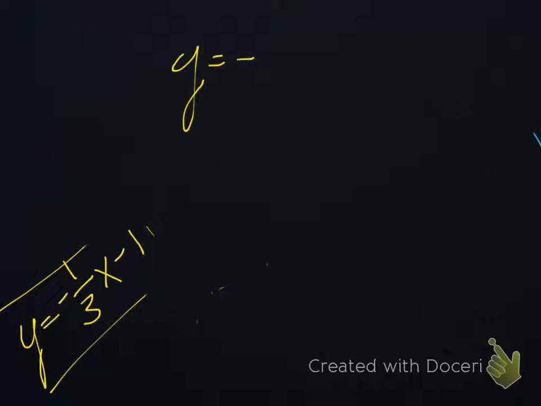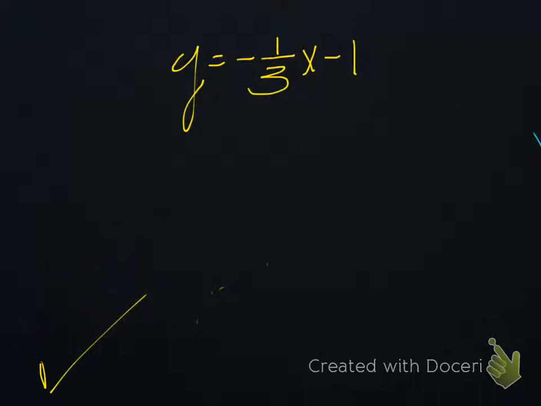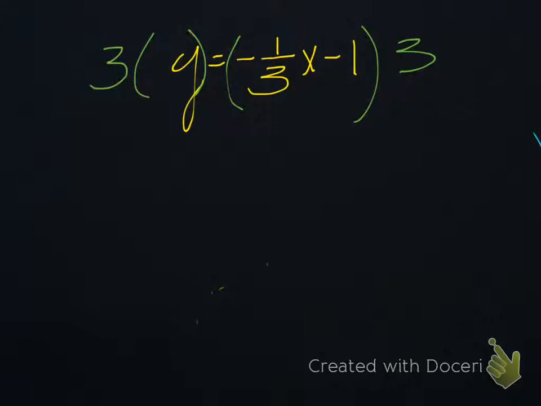I'm just going to write it up at the top: y equals a negative 1/3 x minus 1. And we've got to put this baby into standard form. And we've got all kinds of problems. We've got fractions, first of all. Let's start there. Get rid of the fraction. How do you get rid of a fraction? You multiply by the denominator. Very good. So we wind up with 3y equals a negative 1.